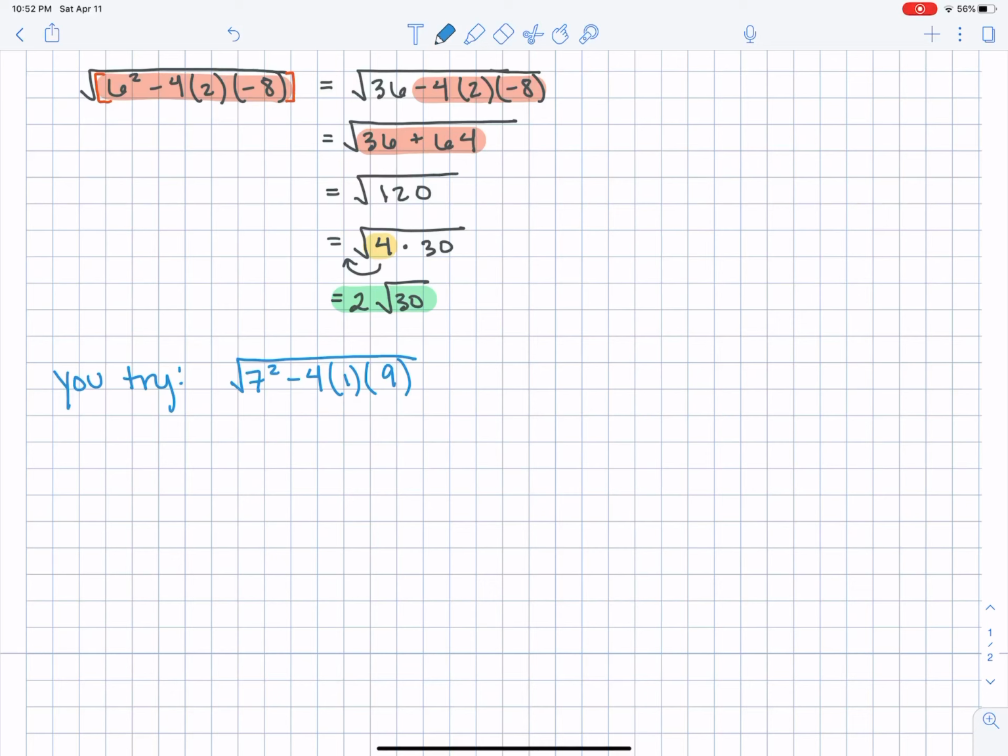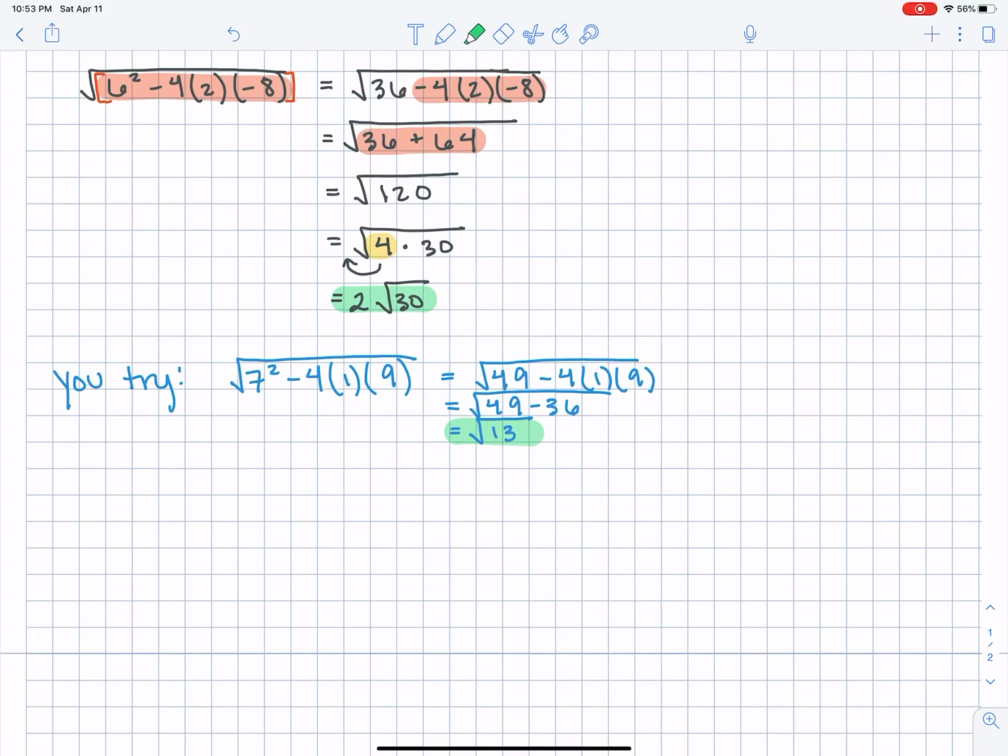Okay, hopefully you've come back and you're just checking your work here. So I'm going to do everything inside the radical because I know that there's parentheses in there. So I have 49 minus 4 times 1 times 9. Okay, that's going to leave me with the square root of 49 minus 36. All right, that's the square root of 13. 13 is actually a prime number, so I can't simplify this anymore. So my exact answer and how I'm going to leave this is the square root of 13.